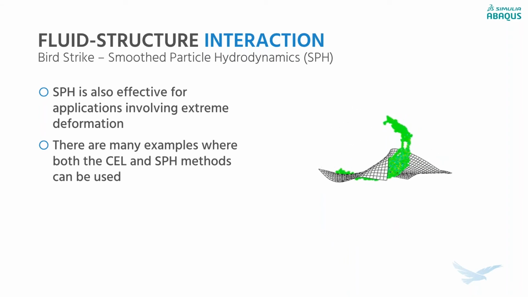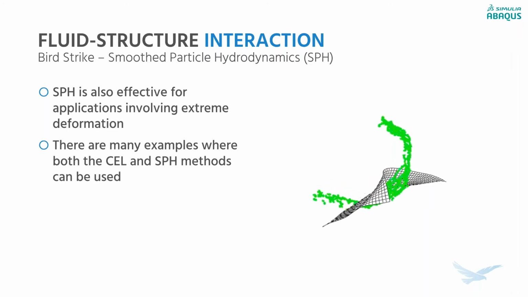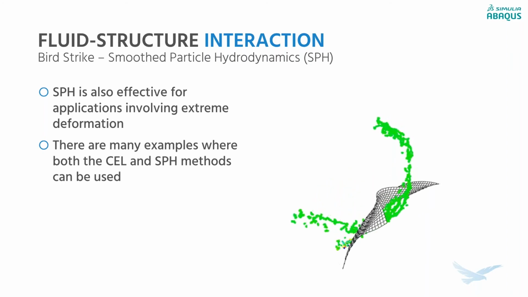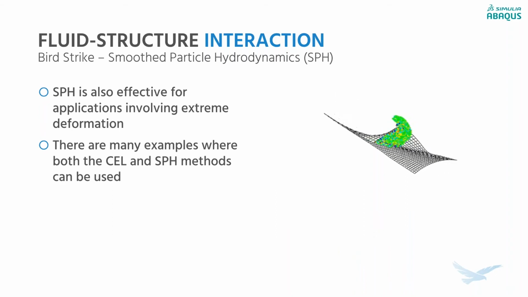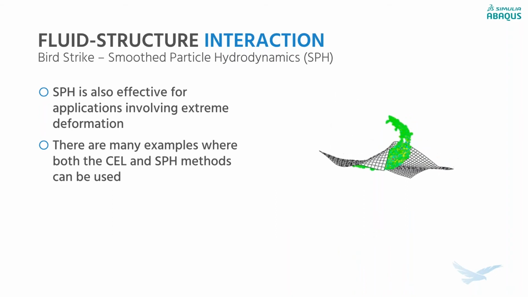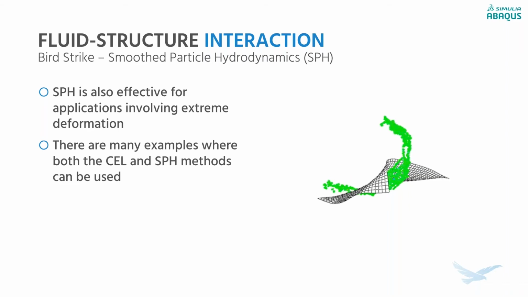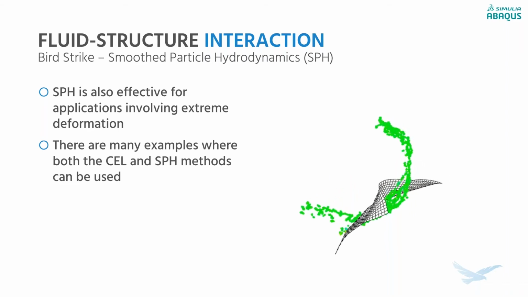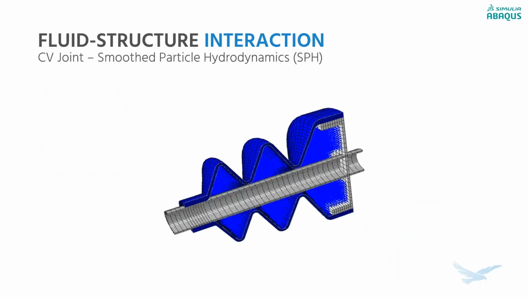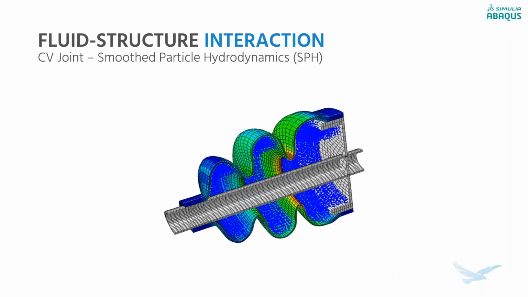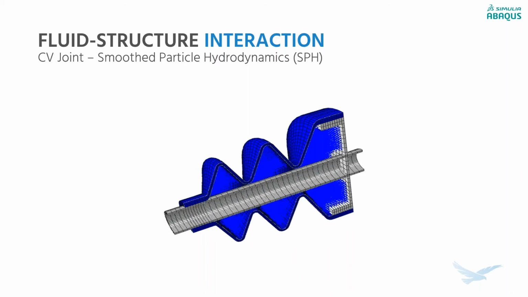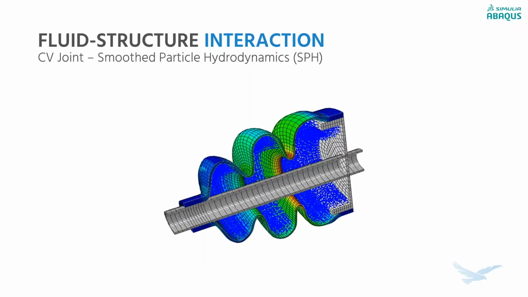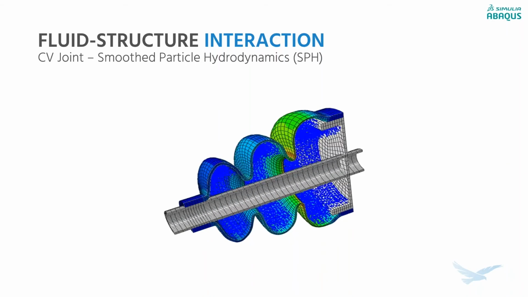All right, so we've got this represented as a series of points. Strictly speaking, they're not actually particles, but it's pretty handy to think of them as particles, and that's why this technique gets the smooth particle name. Another SPH example here is this CV joint. We're seeing where the grease inside the joint is going to move as it starts spinning and how that rubber boot is going to expand and deform.